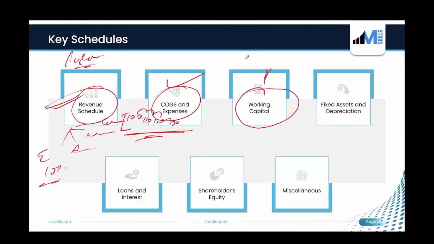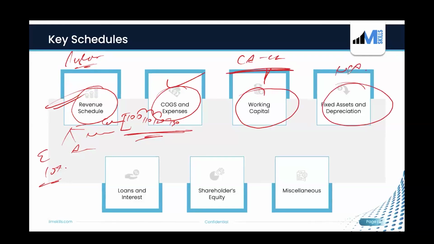Working capital, very important. Current assets minus current liabilities. They talk about the short-term liquidity of the business. How is going to be their inventory? How is going to be their accounts payable? So all of that. Then our fixed assets and depreciation, non-current assets.